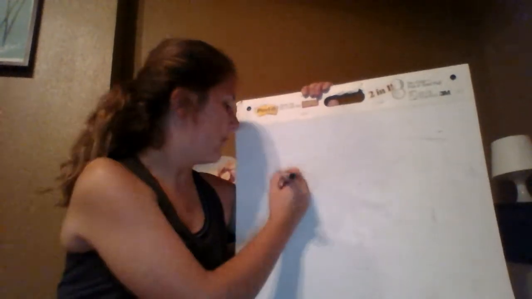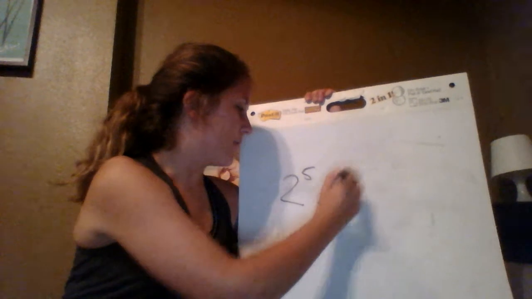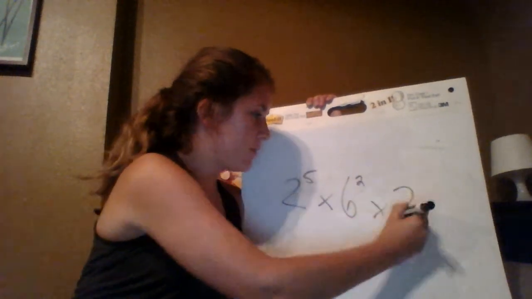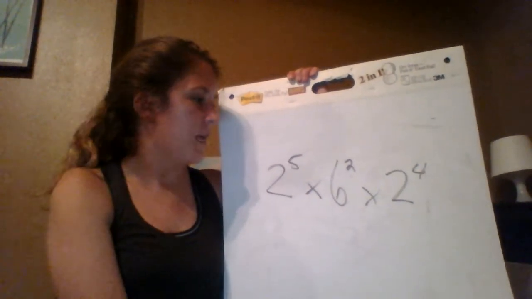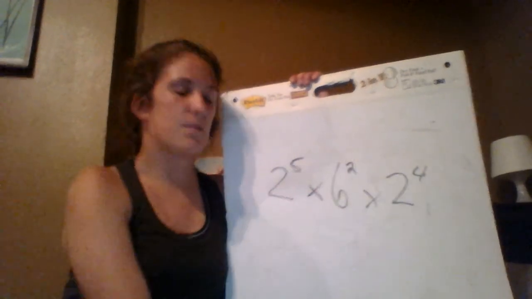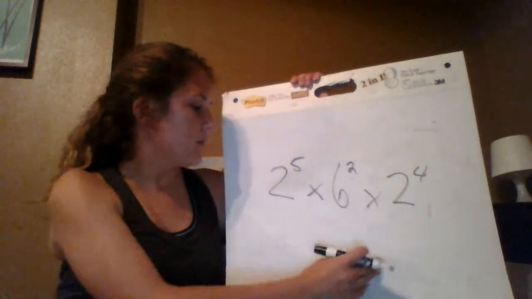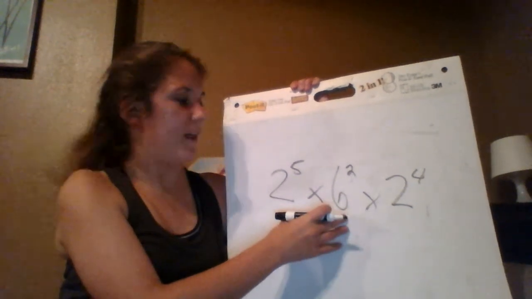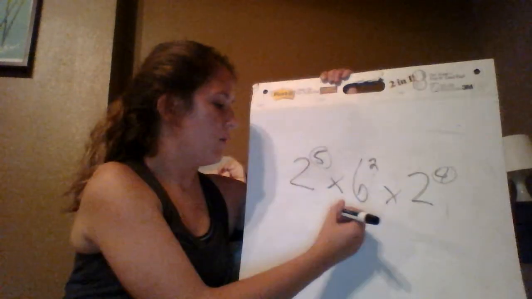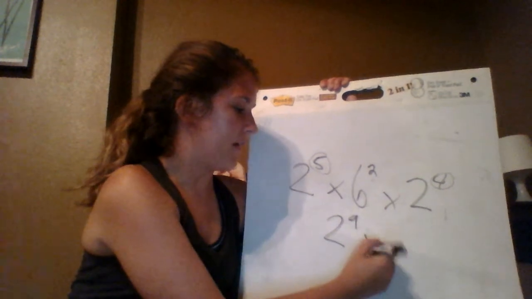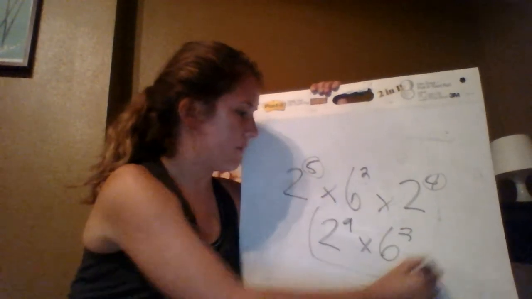All right, let's try one that's a little more challenging. Let's do 2 to the 5th times 6 squared times 2 to the 4th. You will see that right here I am multiplying my exponents. Now I can only add exponents when the bases are the same. So I see a 2 and a 6. I cannot add those exponents together, but I can add the 2s. So I'll add 5 plus 4, which gives me 2 to the 9th, and I still have just 6 squared. All right, let's get into where things are a little bit more complicated.